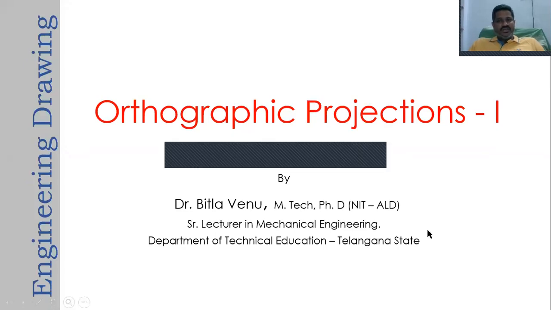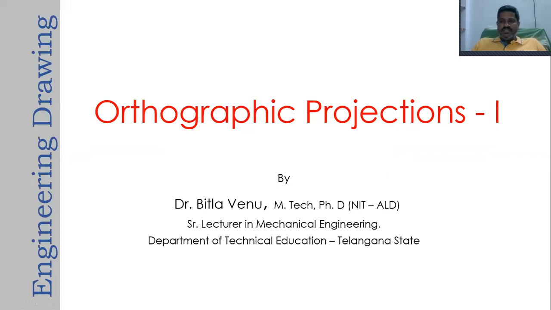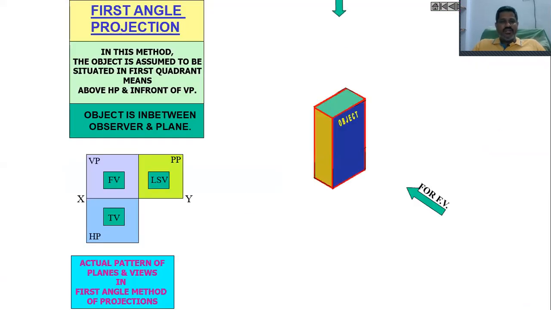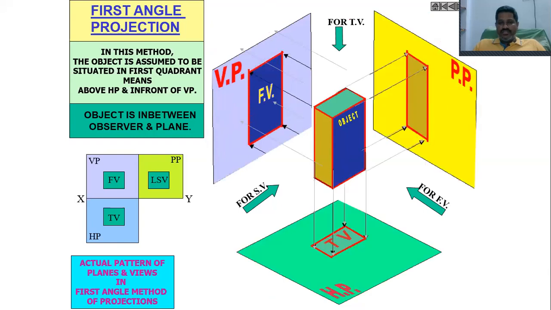Then I will move further to take some components, and for those components, we will try to draw the front view, side view, and top view. So we will take some mechanical components and try to draw the orthographic views of the components. Now let me move further to see what exactly the front view, side view, and top view are, and what first angle projection and third angle projection are.